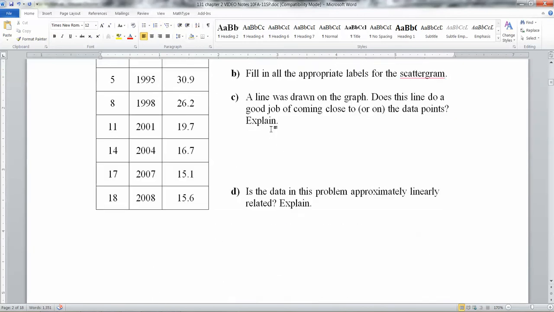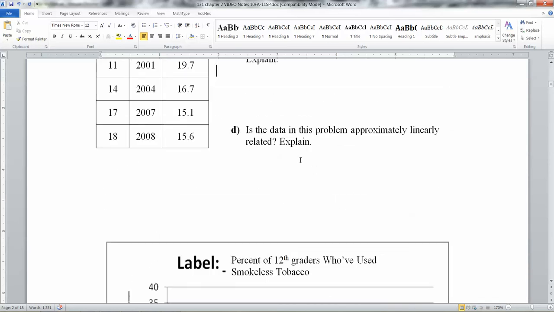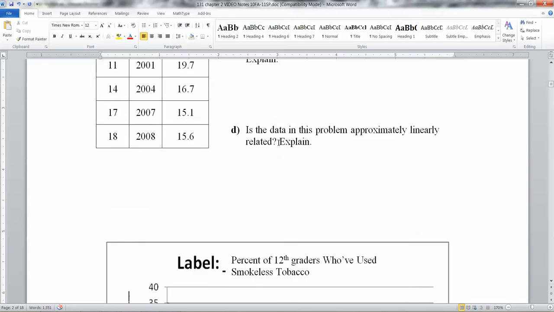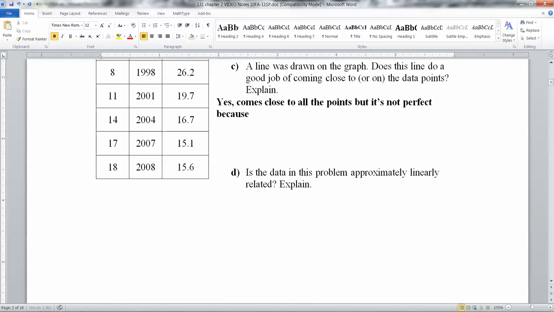Does this line do a good job of coming close to or on the data points? So I drew that line with a computer, and as you can see, yeah, it does a pretty good job. It's not perfect. It's not like the line that you're going to have goes through every one of them, right? So yes, it comes close to all the points, but it's not perfect, nor would it be. It's not perfect because the line averages out all the points.